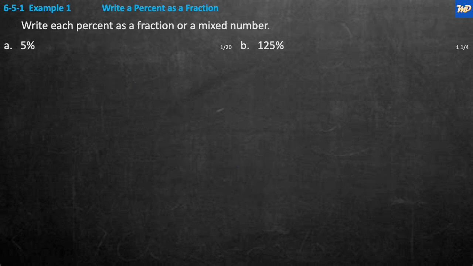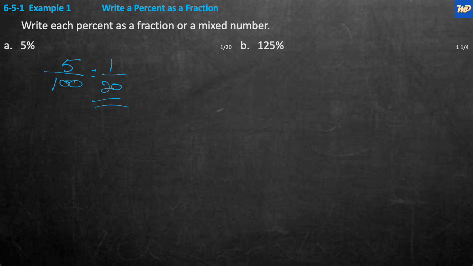Example 1, write a percent as a fraction. We just went over that a little bit, but here we go. We're going to write 5% as a fraction. We take the 5 from the 5% and divide it by 100. And we can reduce this. We can divide 5 into itself and have a 1, and 5 into 100 and have 20. So 1/20th is the ratio here. We wrote this percentage as a fraction, not a mixed number.